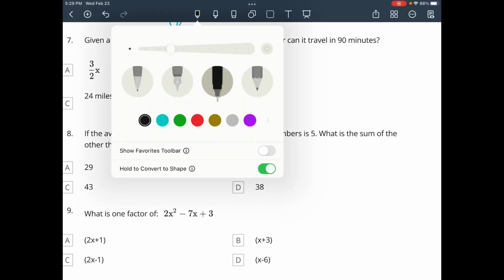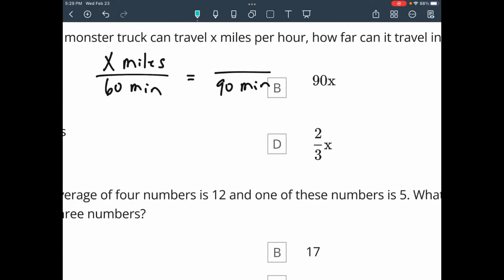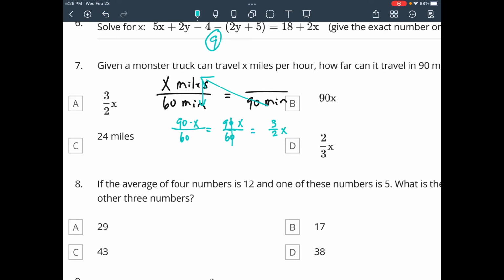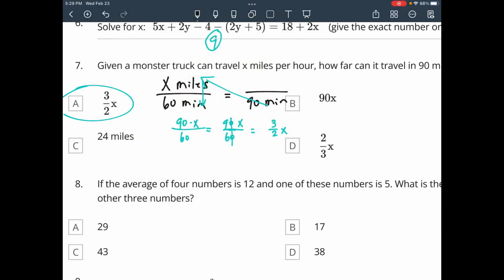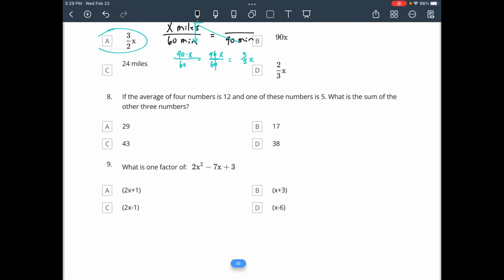So cross multiply. 90 times x. And then you divide that by 60. That's 90x over 60. And then you reduce. That becomes 3 over 2x. Letter A. Number 8.